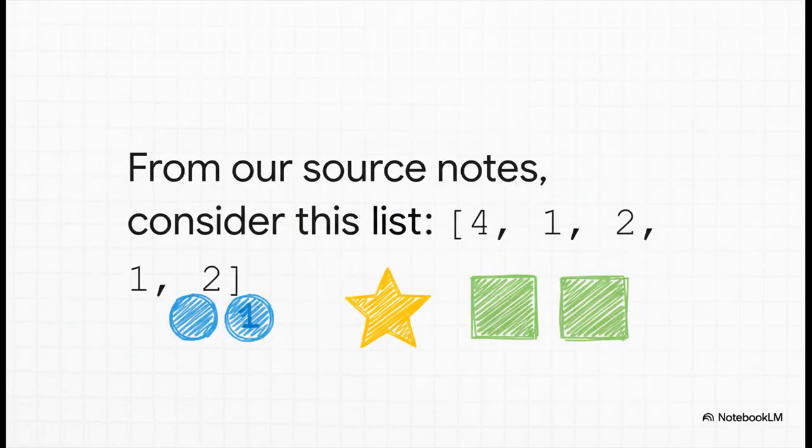Let's use this list as an example. We've got a 4, a 1, a 2, then another 1, and another 2. Now you and I can just look at that and see, oh yeah, 4 is the odd one out. Easy. But how can a computer figure that out without having to use up a ton of memory or time?